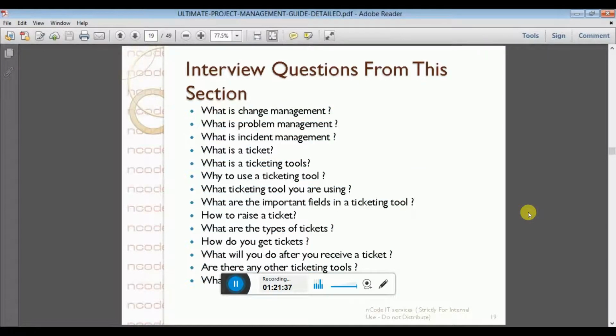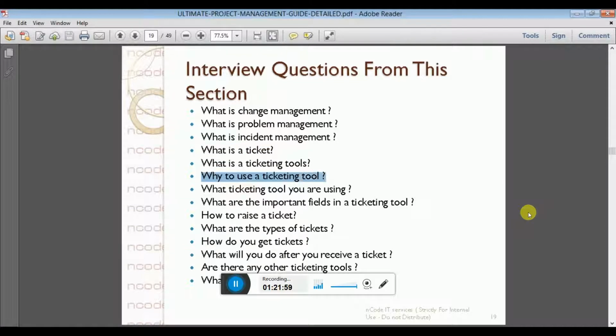What is change management? Managing the change. What is problem management? Managing problems. What is incident management? Managing incidents. Incidents and problems are the same. Anything that is unexpected is an incident, like a server crash is an incident. What is a ticket? A ticket is a tracking number. What's the ticketing tool? The tool that manages all the tickets.